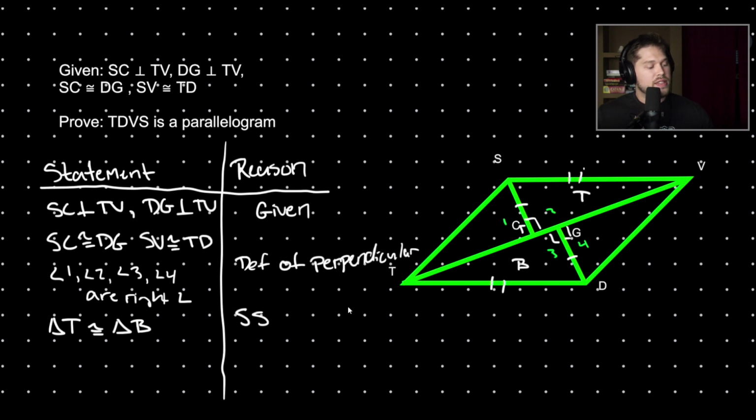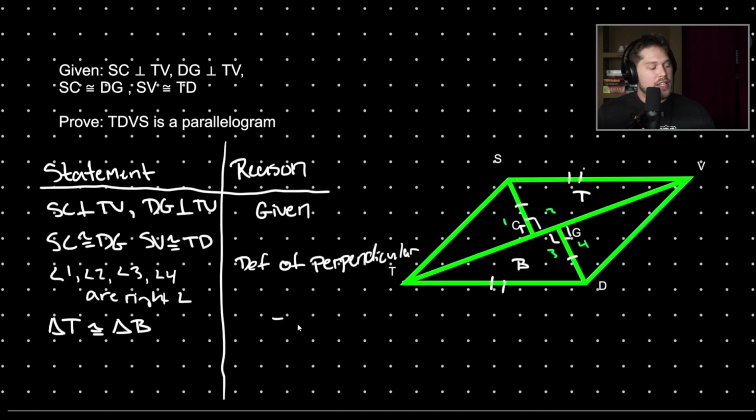Oh, we can't use side-side-angle, can we? This is one of the ones you can't use. So what can we use? Oh, wait! We can use it in this case because it's a right angle, and so it's not by side-side-angle, it's by the hypotenuse-leg postulate.